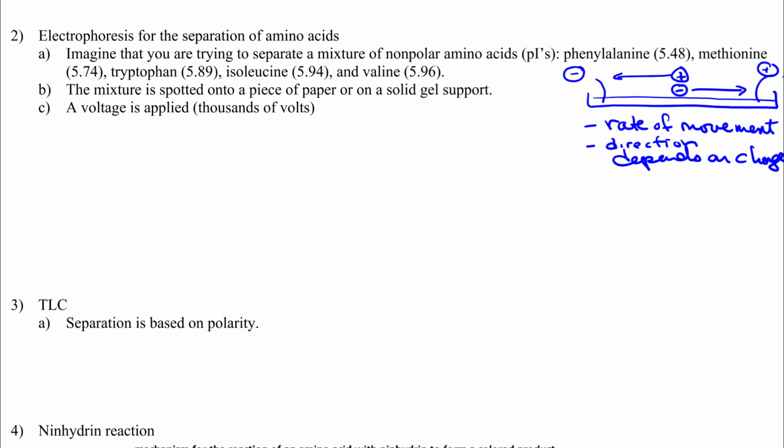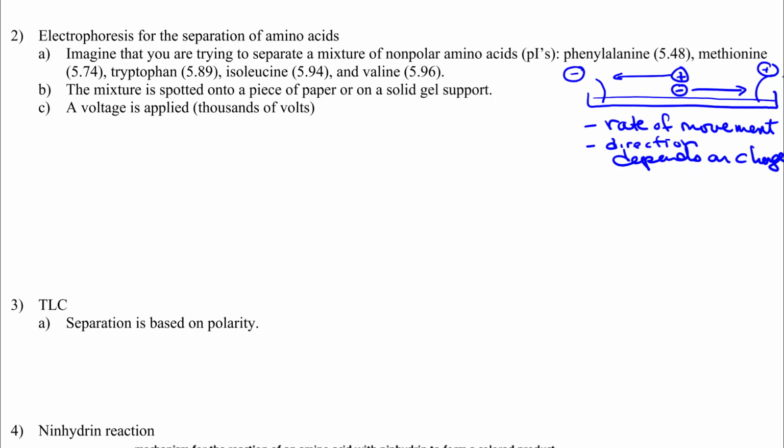So let's think about what will happen. Let's say I have amino acids, right? You're trying to separate phenylalanine, methionine, tryptophan, isoleucine, and valine from each other. And you notice they all have pIs, those are the pI values in parentheses, between 5 and 6, basically, right?